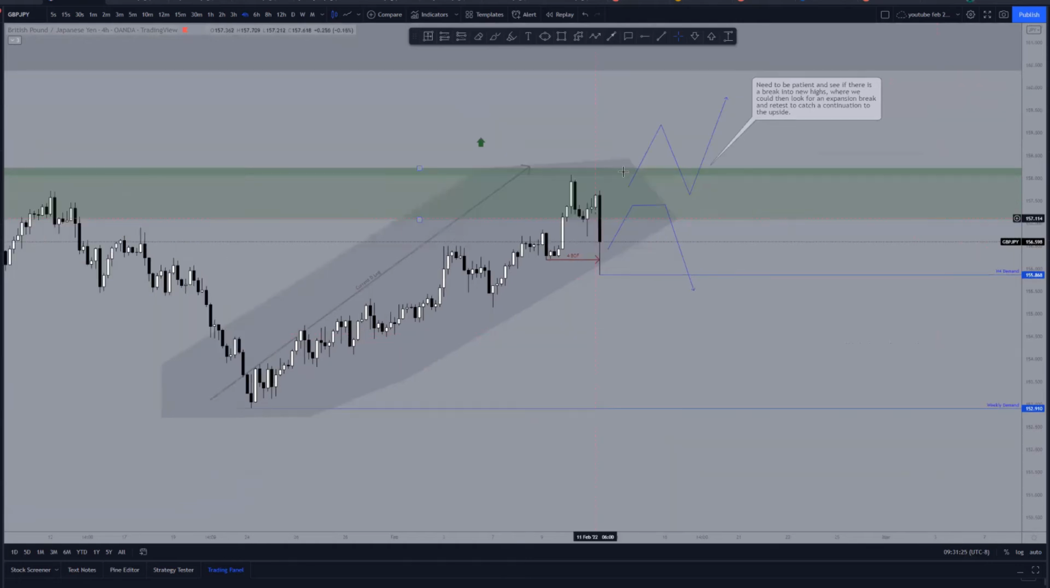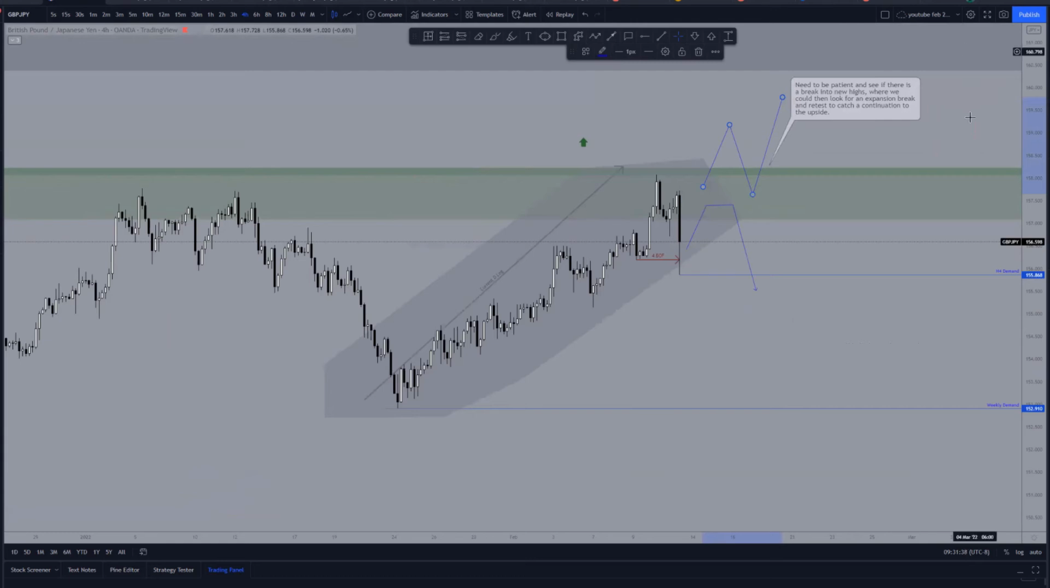If we see a break to the upside above the highs of this range, it's definitely looking bullish. I would need to see a break up higher and then a retest relative to that bullish push where I could look for a continuation into the gray box, or the 161 handle upside.